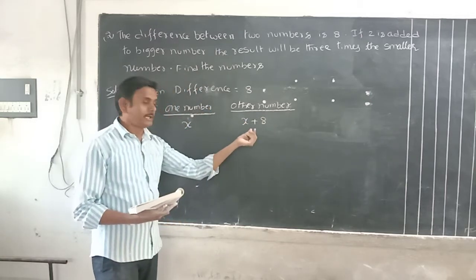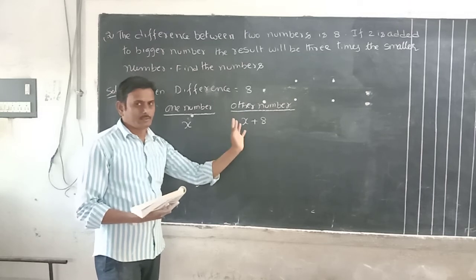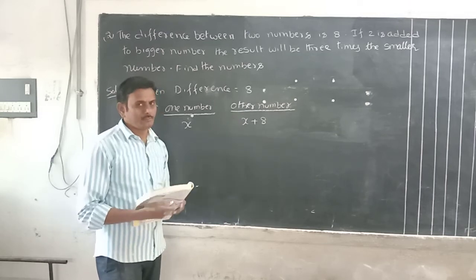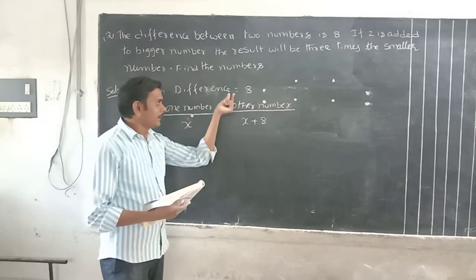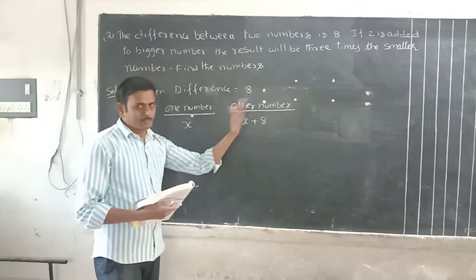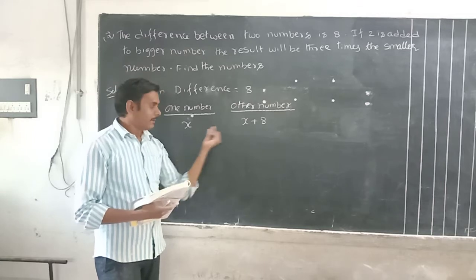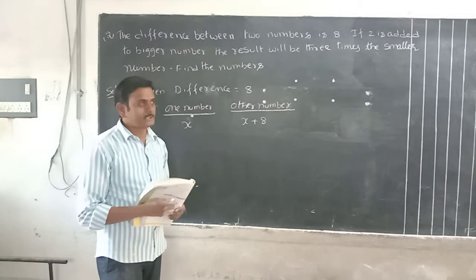We can write x minus 8 also, no problem with that, but x plus 8 only we can write. Okay, x is the one number I taken. Then the other number, according to the difference, is 8 more compared to this one. One is x, another one is x plus 8.